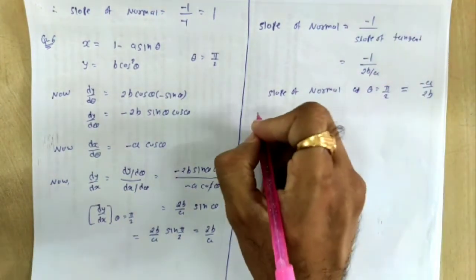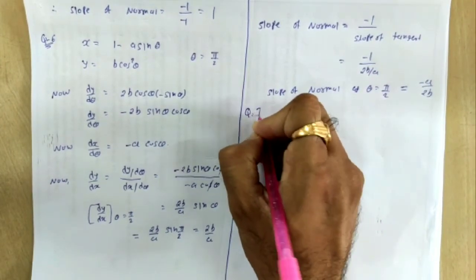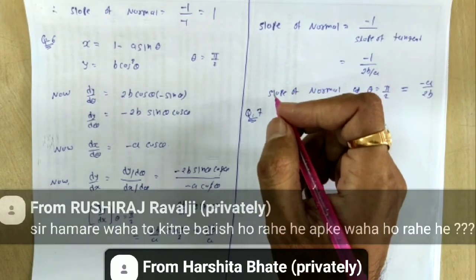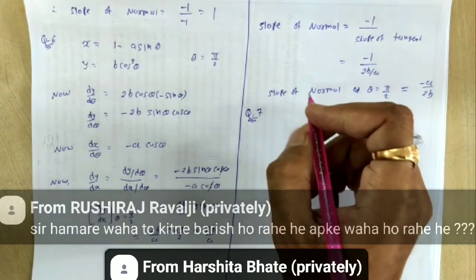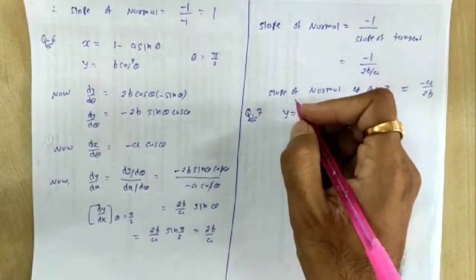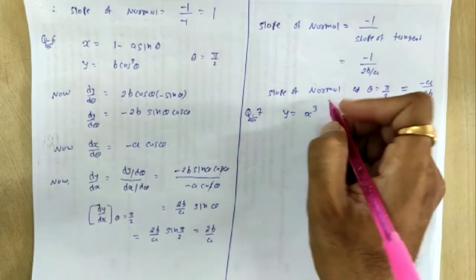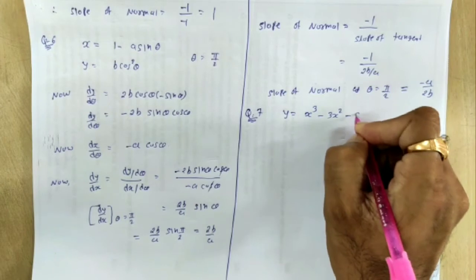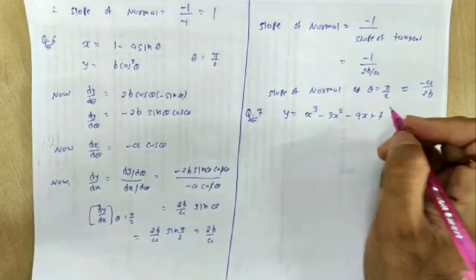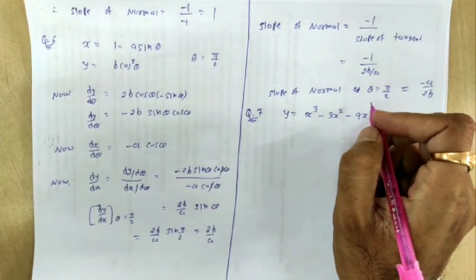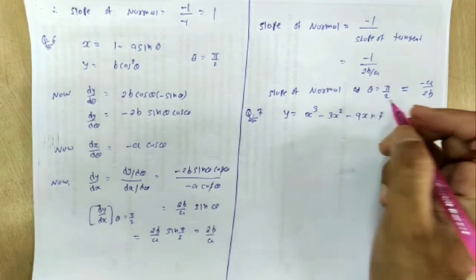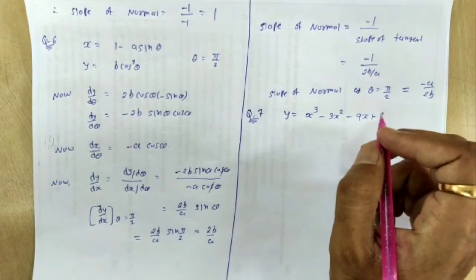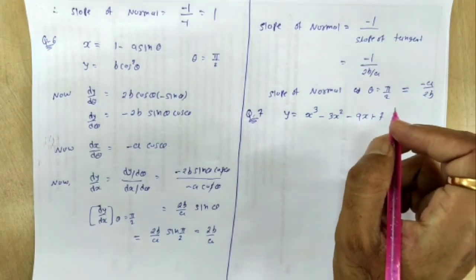One more sum. Question number 7. This is all easy, let's do it quickly. Find the points at which the tangent to a curve is parallel to x axis. So given curve is y equal to x cube minus 3x square minus 9x plus 7. Tangent parallel to x axis means what will its slope be? When the tangent is parallel to x axis, its slope is 0.